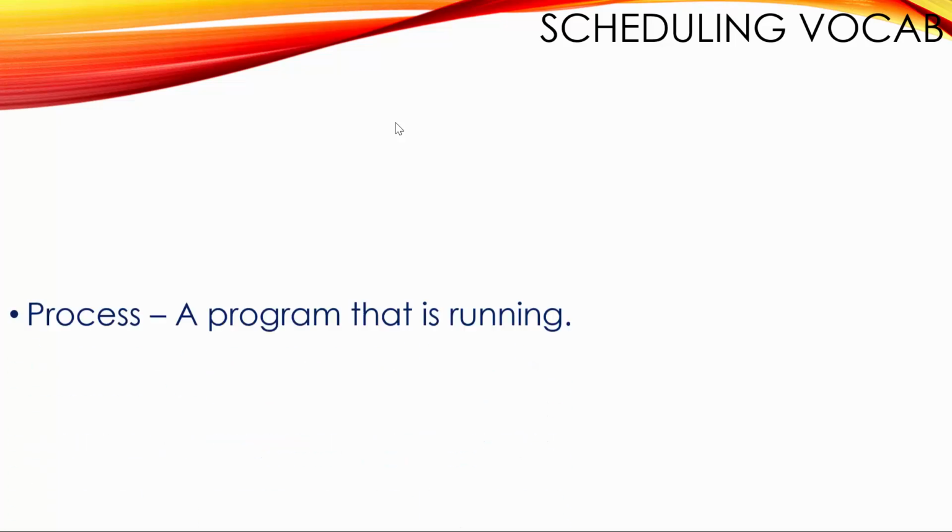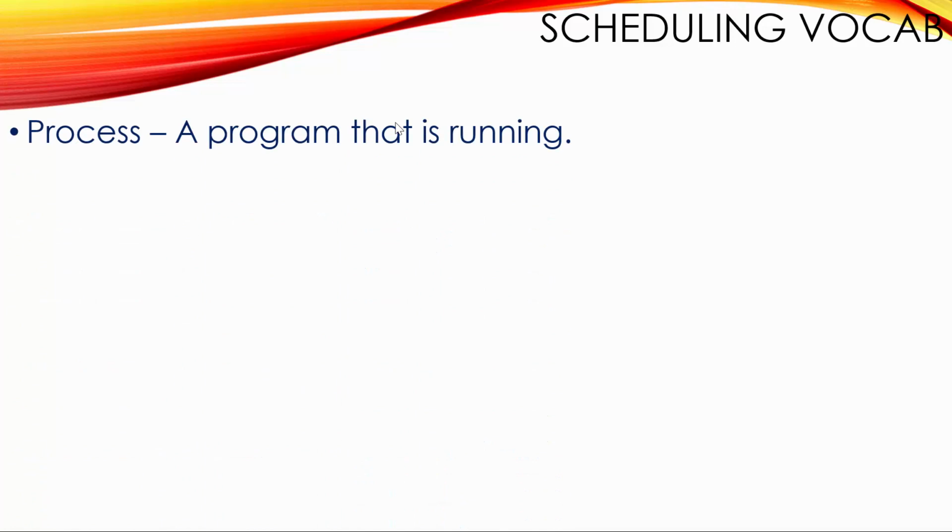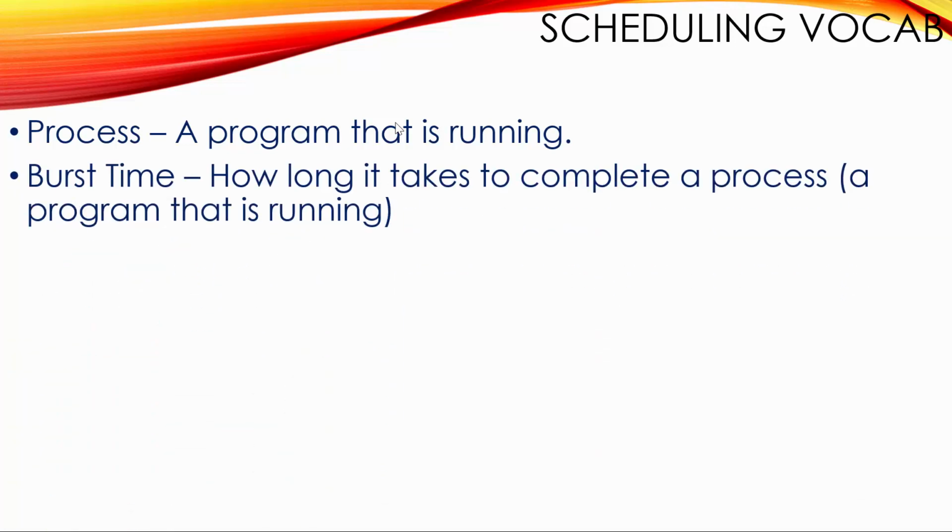The first thing you need to know is process. You need to know that is a program that is running. If you don't know it's a program that's running, you may not know what they mean by process. And on the exam, they may say, give the difference between program and a process. Well, a process is a program that's in the state of execution. There's also burst time.